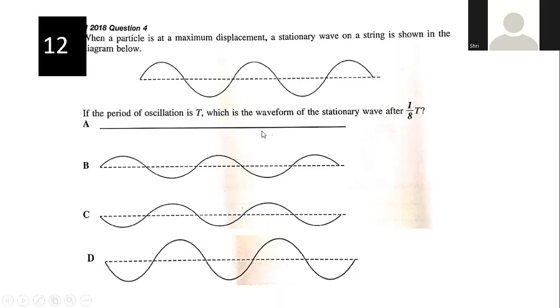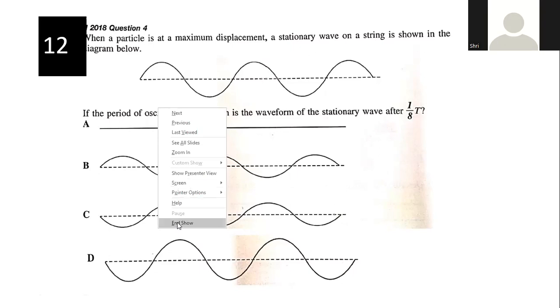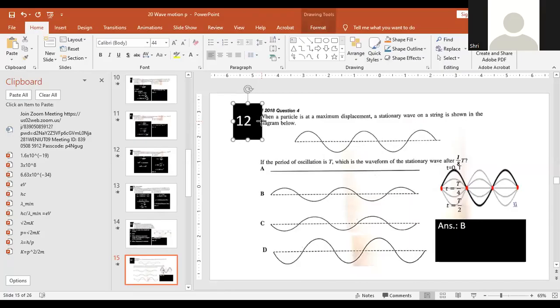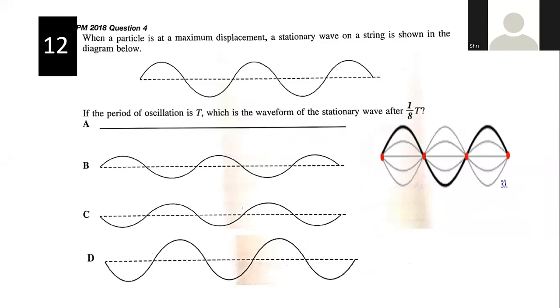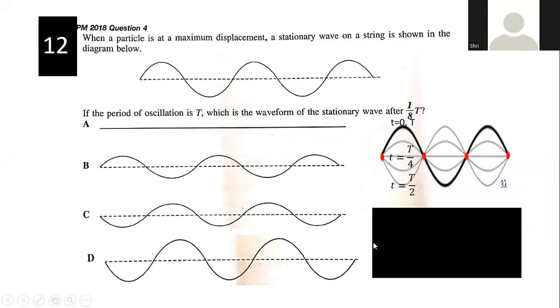All this you must know. Let me just get rid of the... Okay, there's your 0. And then that's a quarter. And this is your half. And 3/4 will be here. Period will be down there. Okay, answer is B.